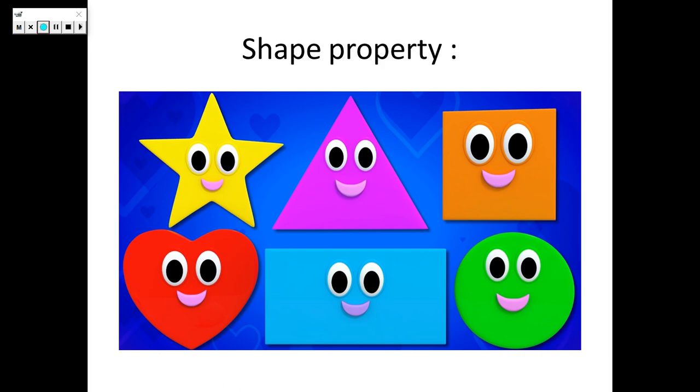The next word is shape. The shape property. What is the shape of the matter? We have many shapes of the matter. It can be, for example, as you see in this picture, a star, like this yellow star. It can be a heart, a square, a circle, a triangle, and it can be anything, okay?